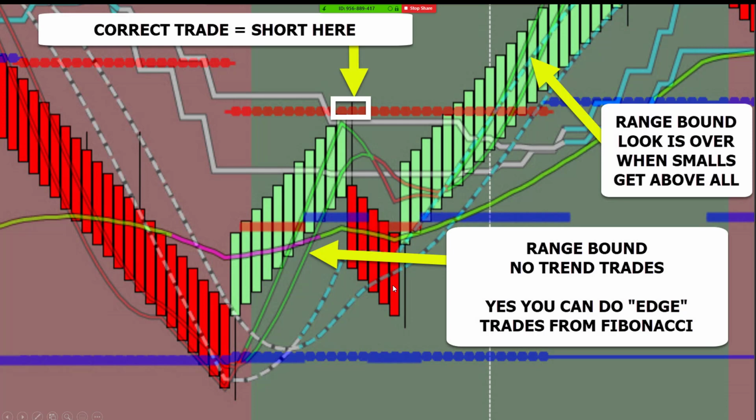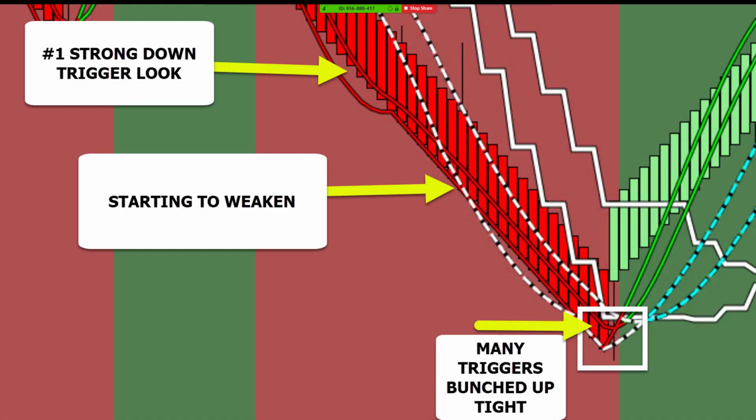And then we also use the trigger lines to define when a range-bound, sometimes it goes choppy for hours or days, and then sometimes it goes choppy for a short period of time. Range bound is over when all the triggers get back above again. Very, very simple. So again, you'll see the consistency at which we do this stuff.